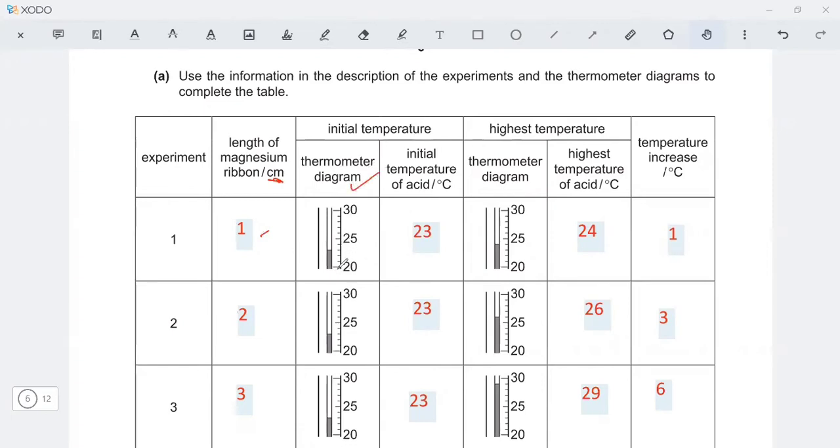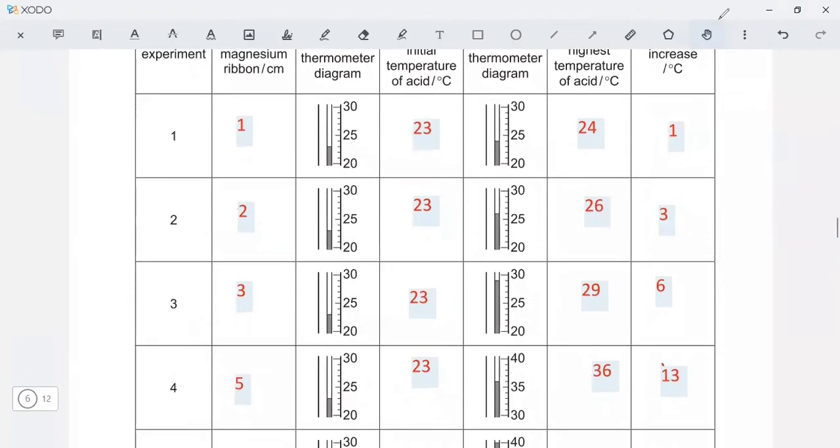Initial temperature, the thermometer diagram is here. Look at it, it's 20, 21, 22, 23. So the initial temperature is 23. Write that down. And here the highest temperature on the thermometer diagram, you could see this is 20 scale, look at it, it's 21, 22, 23, 24. Because this is 24, its reading, just write 24. Similarly, for all of them you just need to write the reading, because here you have the thermometer diagram.